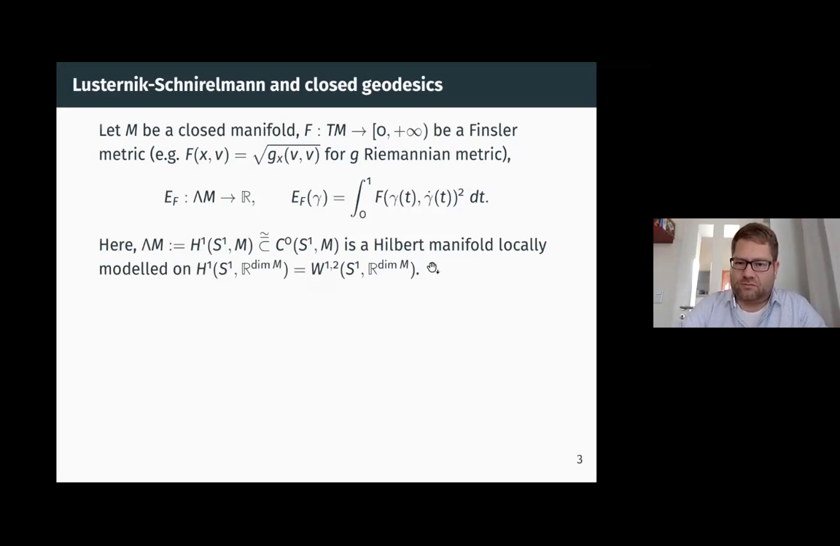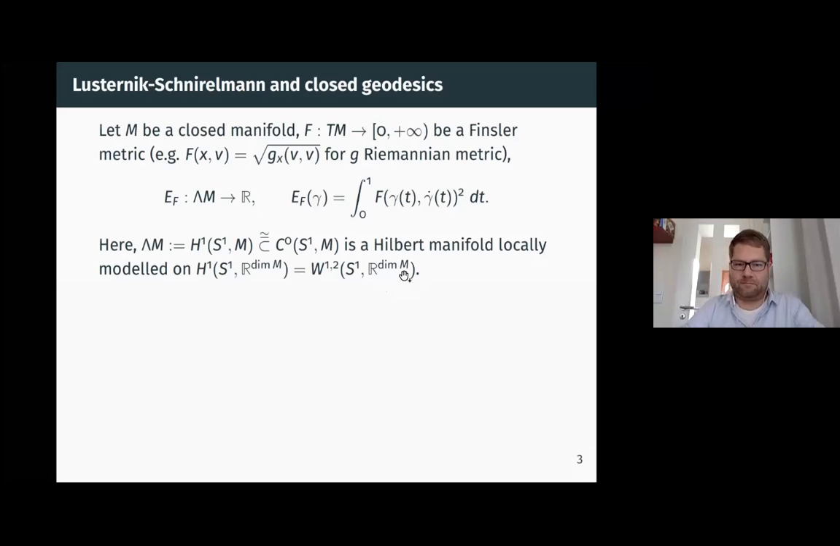Just if you want to know the precise definition, it is locally modeled on the Sobolev space H1(S1, R^n) to Euclidean space of the right dimension, or W^{1,2}, as you usually denote these Sobolev spaces. So we consider all loops that in local coordinates look like elements of this Sobolev space of loops.